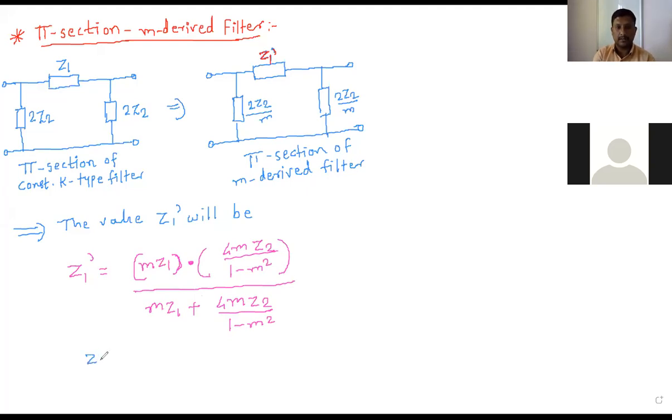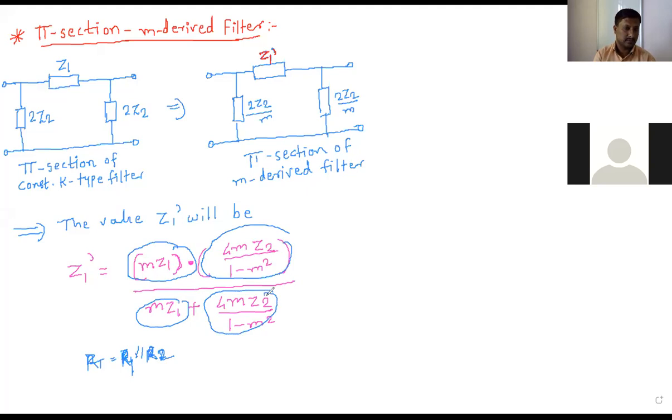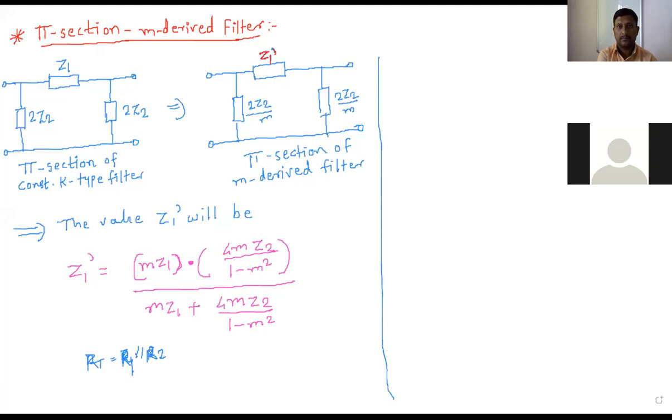It looks like RT is equal to R1 parallel R2, you can compare. So this is one part and this is another part. Here it is multiplied in the numerator, and in the denominator it is added. So what do you mean by this? How many impedances are connected in parallel here? Two impedances.